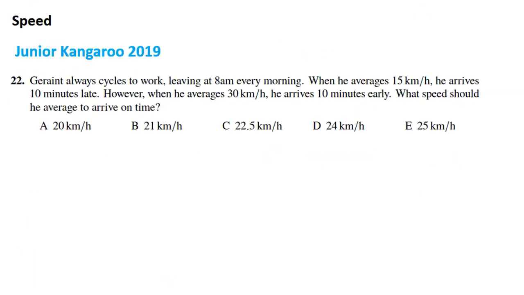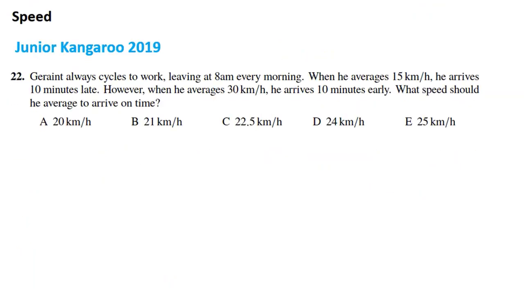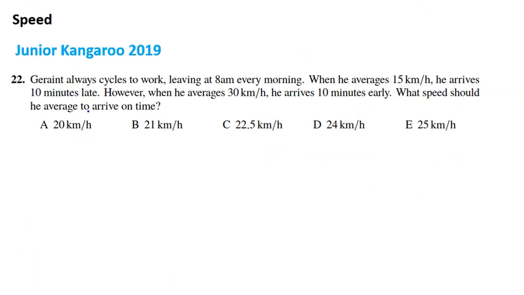The next idea here is related to speed. Problem 22: Bryant always cycles to work, leaving at 8 a.m. every morning. When he averages 15 kilometers per hour, he arrives 10 minutes late. However, when he averages 30 kilometers per hour, he arrives 10 minutes early. What speed should he average to arrive on time?